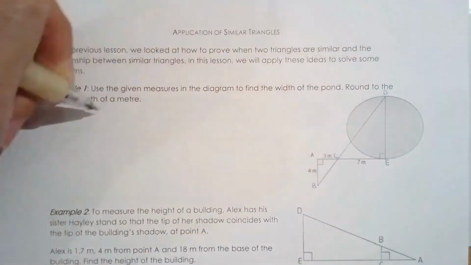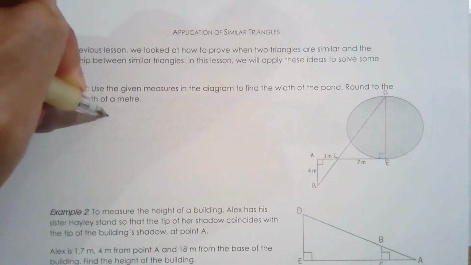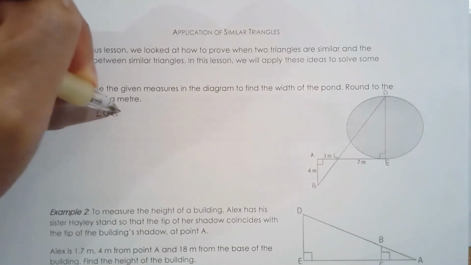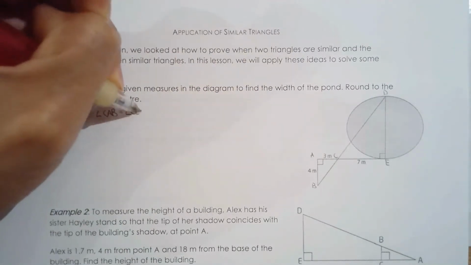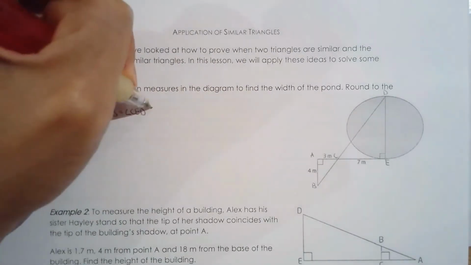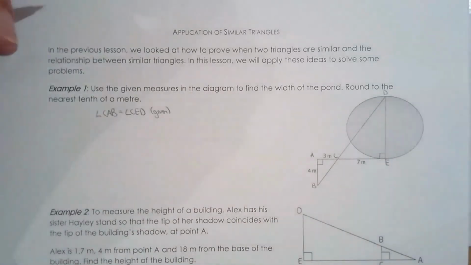So angle CAB is congruent to angle CED. Now how do I know that? That's given to me, right? If you look at the diagram, look, this is a right angle, this is a right angle. They told me they're the same.